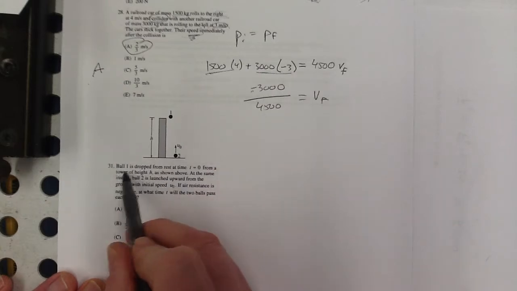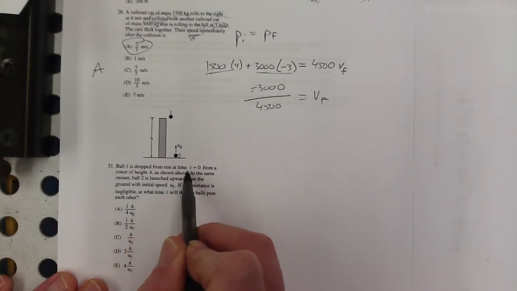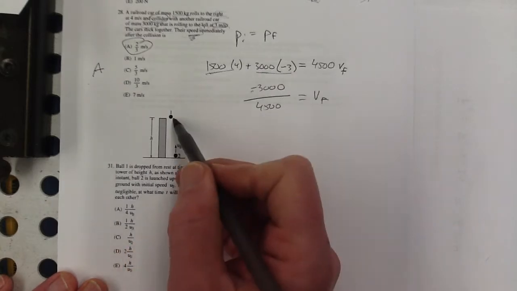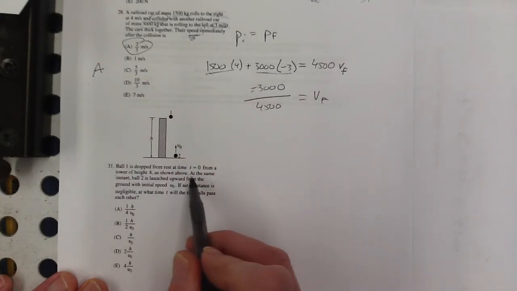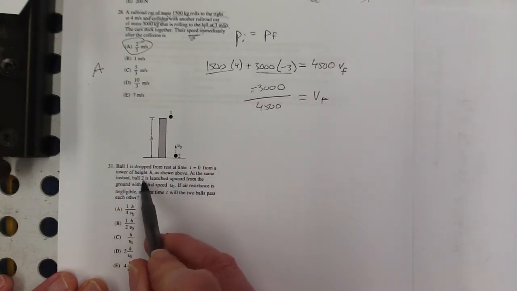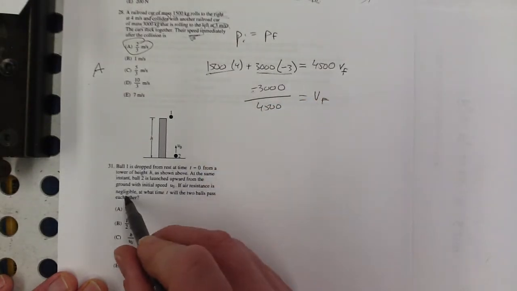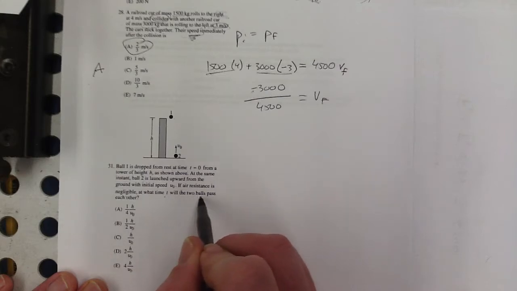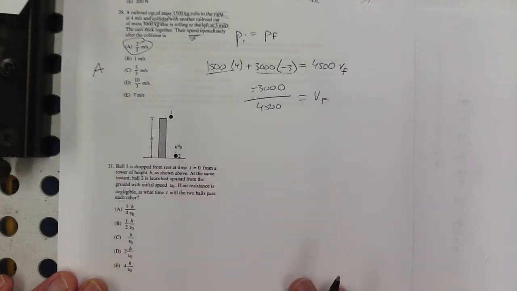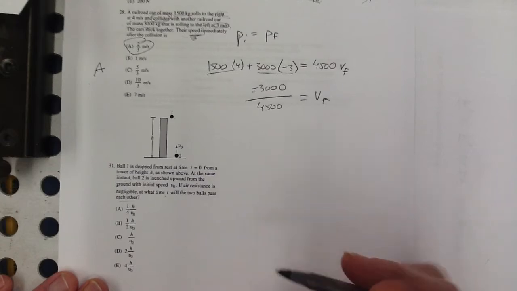Number 31, ball 1 is dropped from rest at time t equals 0 from a tower of height h. And at the same instant, ball 2 is launched upward from the ground with initial speed v sub 0. If air resistance is negligible, at what time t will the two balls pass each other? I think this is a pretty tricky question.